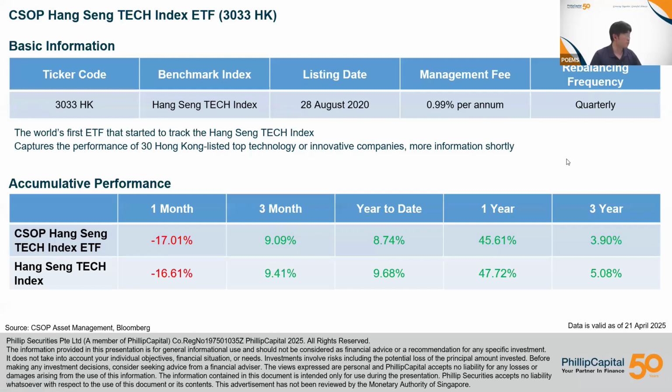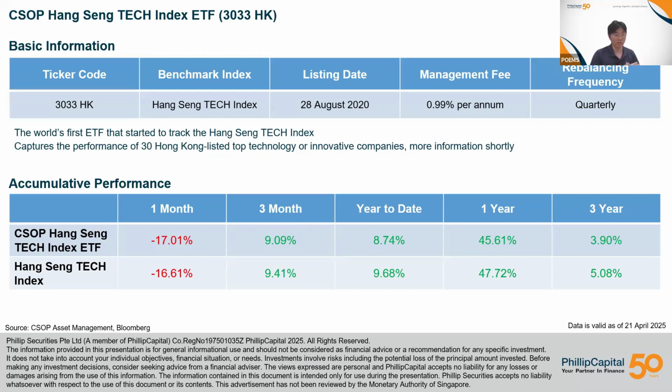Let us begin with 3033 Hong Kong, the CSOP Hang Seng Tech Index ETF. By the way, this was the world's first ETF that began tracking the Hang Seng Tech Index back in August 2020, making this somewhat of a pioneer in giving instant access to Hong Kong's top tech and innovation names. So firms, as earlier mentioned by Mr. Zhang as well, such as Tencent, Alibaba, Meituan. I will talk about all these a little bit more later.